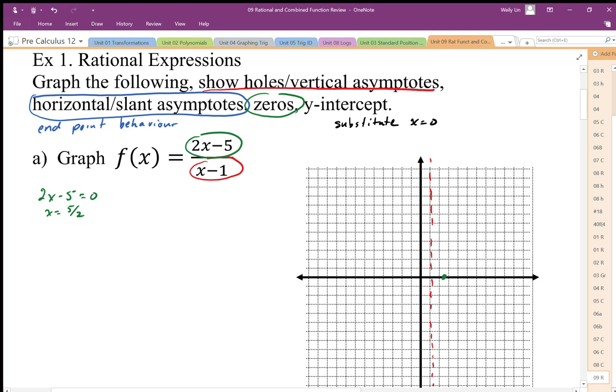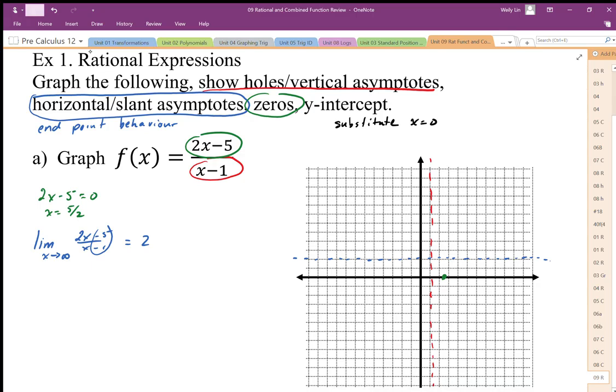When we talk about the slant asymptote or the horizontal asymptote, when we have the degree in the numerator the same as the denominator, what we do is we take a limit. We just say what will happen as x gets really large, of (2x minus 5) over (x minus 1). Well, these terms become insignificant, so we end up with 2x over x, so we have a horizontal asymptote at y equals 2. So at large values of x, the graph is going to tend towards this value of y equals 2.